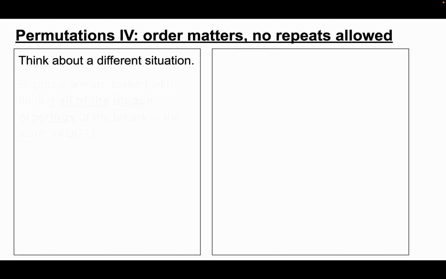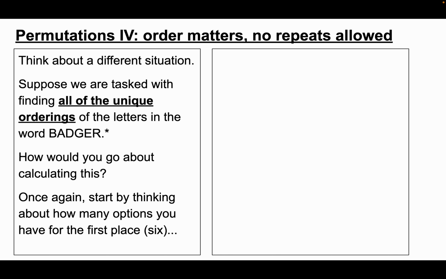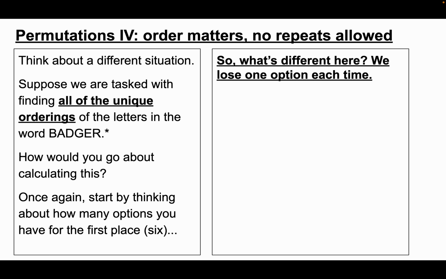So let's think about a slightly different situation. Suppose that we are tasked with finding all the unique orderings of the letters in the word badger. How would you go about calculating this? So once again, you want to start by thinking about how many options you have for the first place, which is 6. But what's different here?